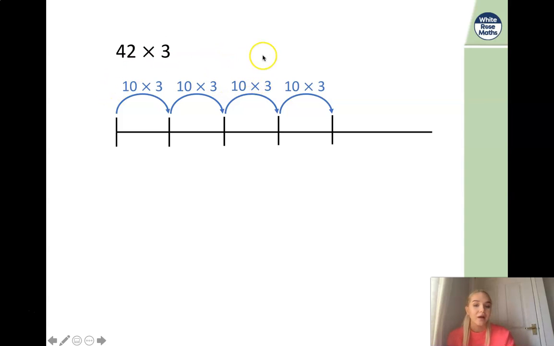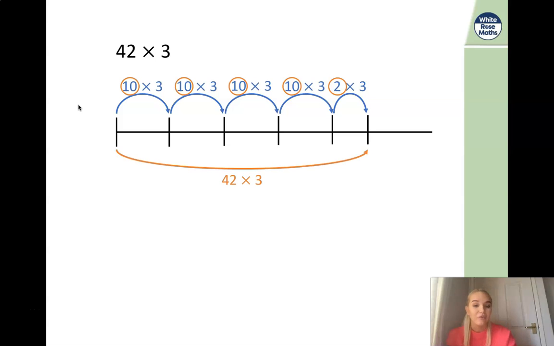40. We have found 40 multiplied by 3 so far. So how many more jumps of 3s do we need? 2. Well done. So we could do 2 multiplied by 3. So we have then found 42 multiplied by 3, but we need to now know what number we land on.